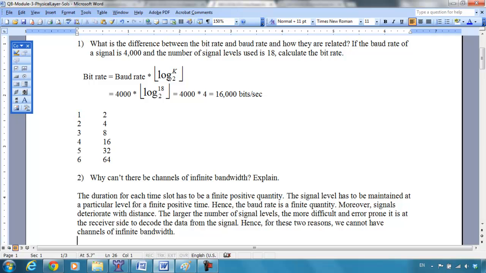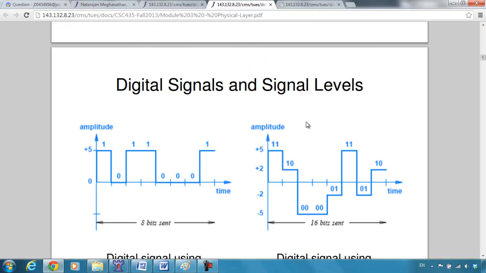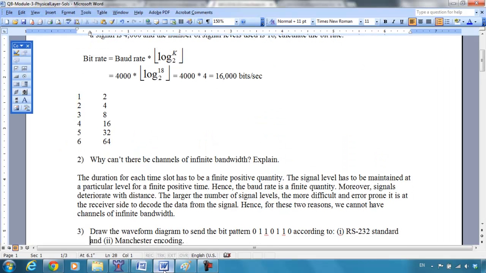Also, the larger the number of signal levels, the more difficult and error prone it is at the receiver side to decode the data from the signal because signals deteriorate with distance. So if you use too many voltage levels, you may have a situation where you may not be able to differentiate one voltage level from another voltage level at the receiver side. Okay, so because of these two reasons, we cannot have channels of infinite bandwidth.